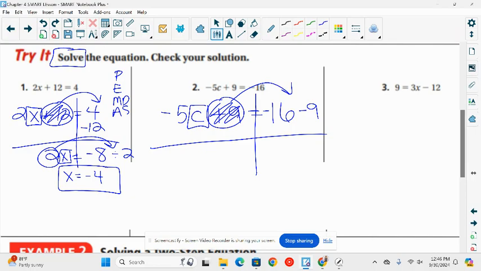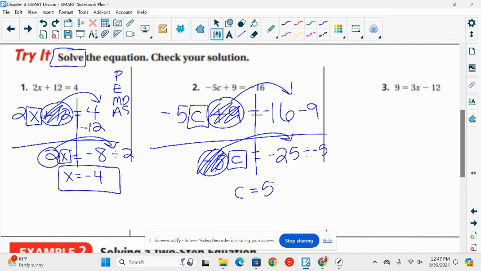So -16, take away 9, is -25. I've got -5c on this side. How am I going to get rid of that -5? We're going to bring it over as division. So -25 divided by -5 is +5.